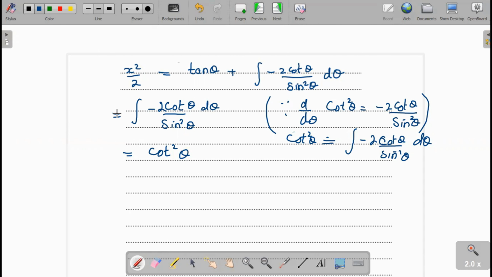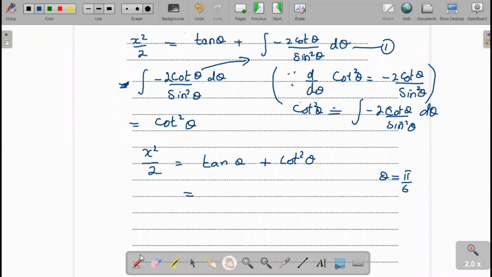Now we substitute this value in the equation. This is equation 1. We name it. Now we put the value here. That will be x square over 2 equal to tan theta plus cot square theta. Now theta is equal to pi over 6, as given in the question. Now we can put the value and find x. Now you see here that is equal to tan pi over 6 plus you can write it 1 over tan pi over 6 whole square, and that is x square over 2.